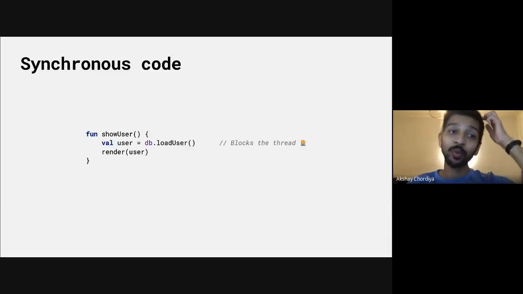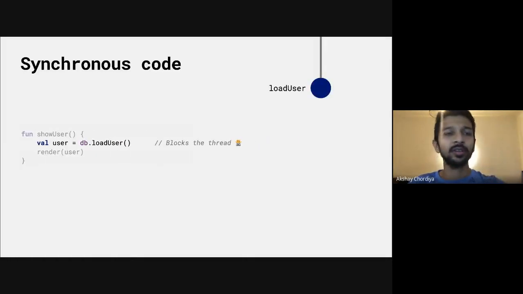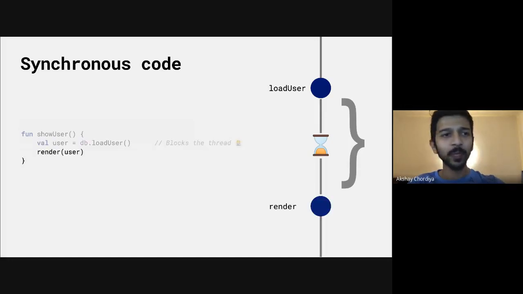Let's take an example of a synchronous function called show user. This function internally loads the user from the database, and this blocks the thread. When this function is called, it blocks the current thread and waits till the user is loaded from the database. This blocking is bad because at this moment the whole UI is frozen and the user is unhappy. Once the data is actually loaded from the database, the render function is called, which renders the data on the UI. There are multiple ways to tackle this synchronous code.